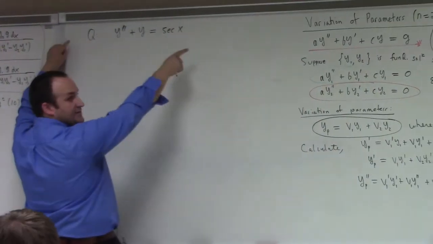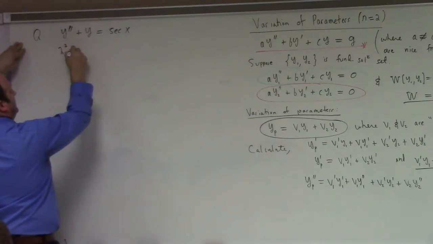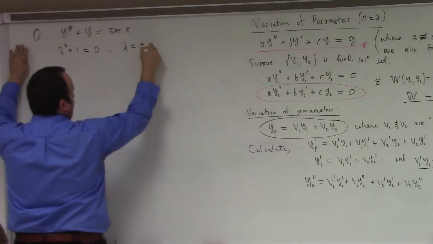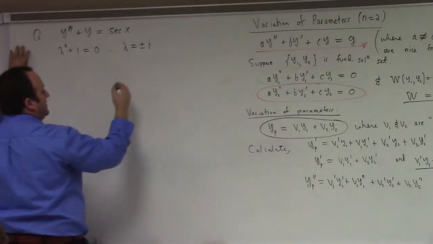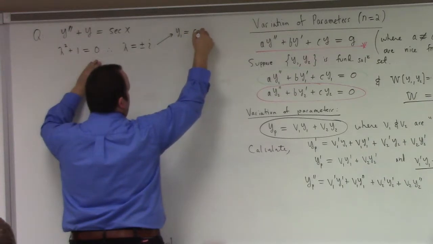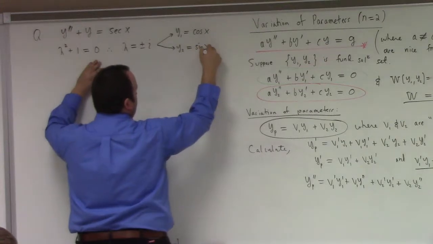This one here, let's see, let's get it. So we got lambda squared plus 1 equal to 0. So lambda is plus or minus i. May I recommend that we use the solution set y1 equals cosine x, y2 equals sine x.